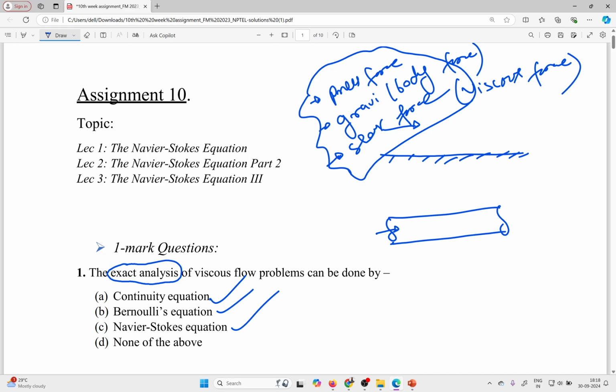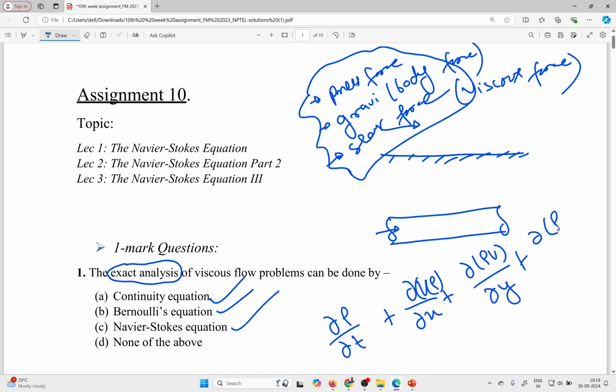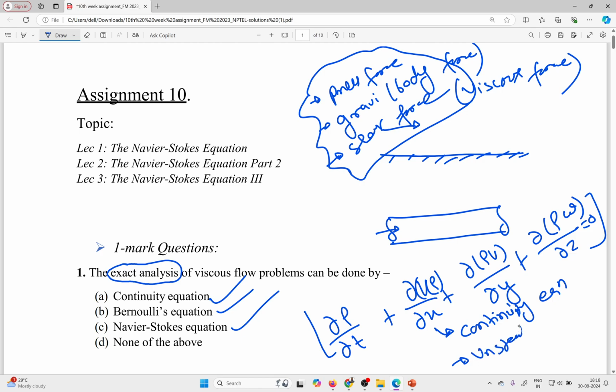Now we want to do exact analysis here. So if I talk about the continuity equation, you know already. If I write the differential form, del rho by del t plus del rho u by del x plus del rho v by del y plus del rho w by del z equal to 0. So this equation is for unsteady continuity equation. Differential form of the continuity equation, unsteady flow and compressible flow.